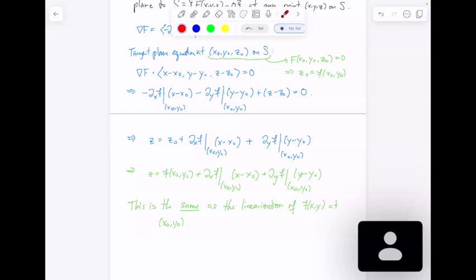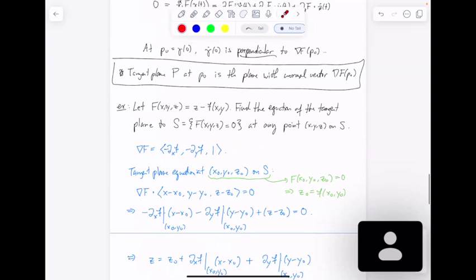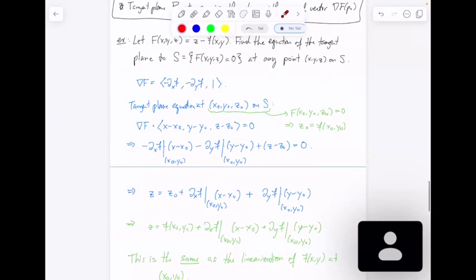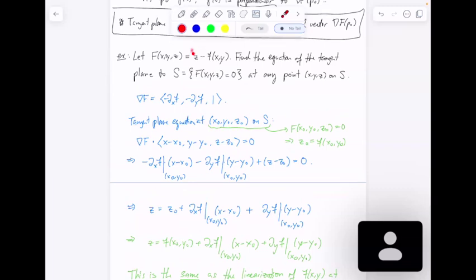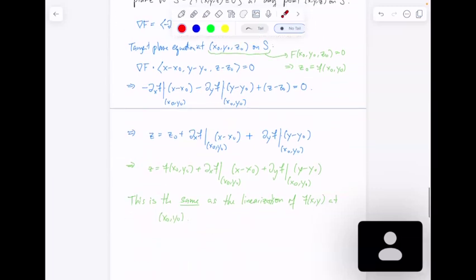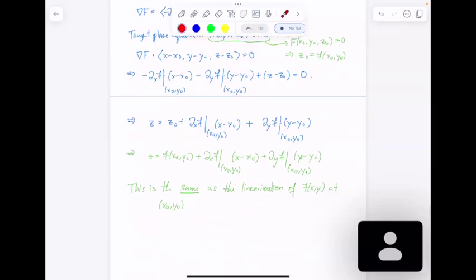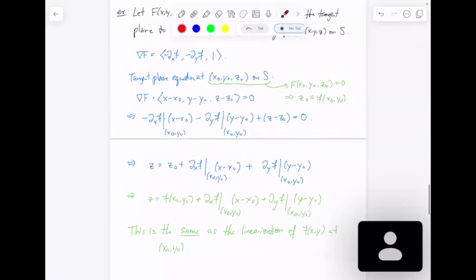So we see 2 things. The first thing is the gradient is powerful in the sense that I can now find tangent planes of surfaces I previously couldn't, because I didn't really want to write every single thing as a graph. And secondly, it definitely does match up with my old notion of tangent plane given by linearizations of graphs. All right. So this is one powerful way of finding tangent planes.